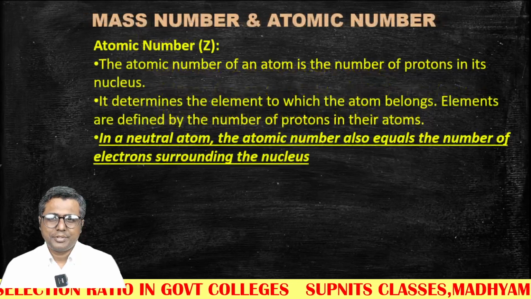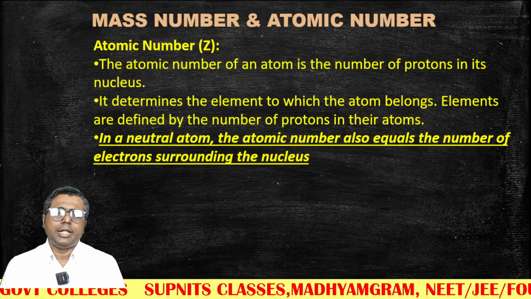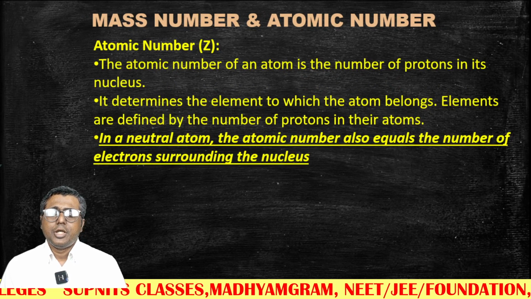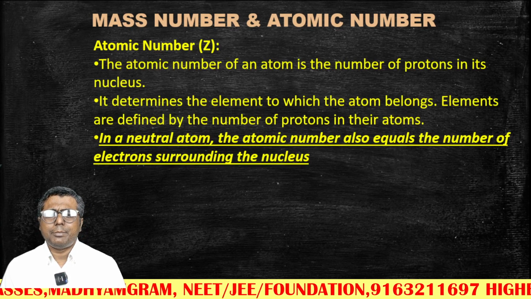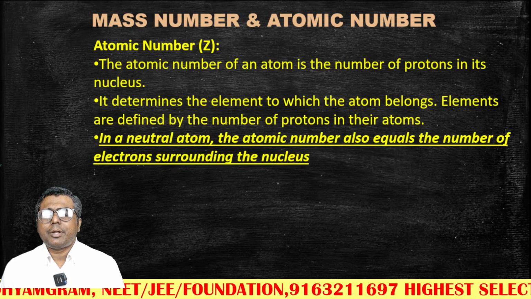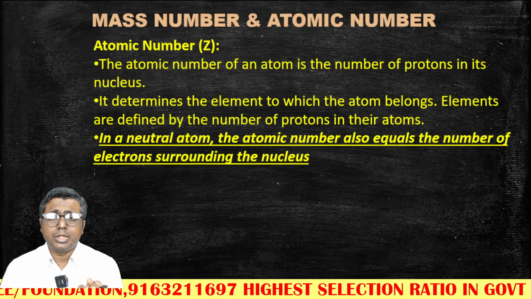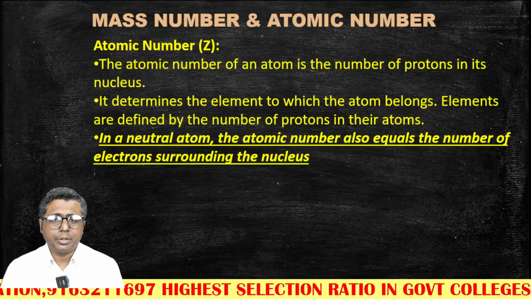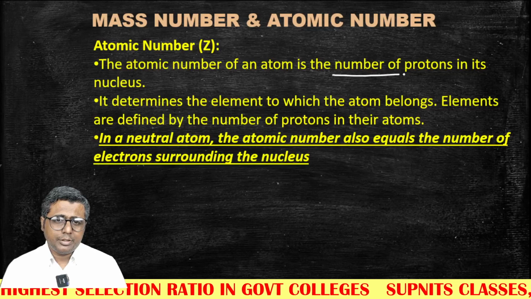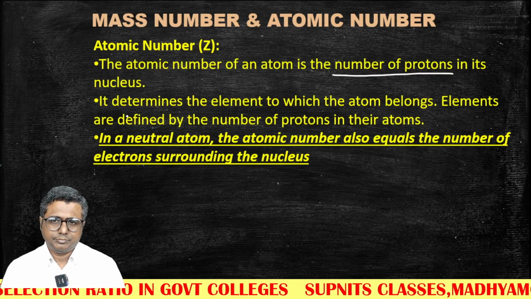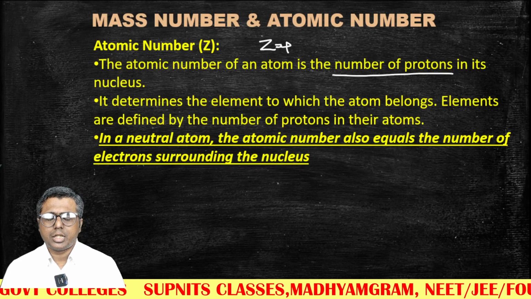Next, after we have already known proton, neutron and electron and the basic idea about those, we need to know what is atomic number. And what is atomic number? Atomic number is nothing but the number of protons in the nucleus. I have never said it is equal to number of electrons. I have said atomic number is equal to number of protons in the nucleus. So, Z is equal to number of protons, not electrons.